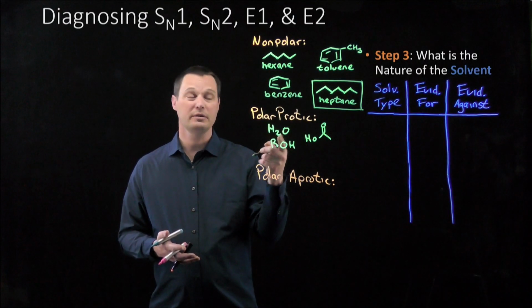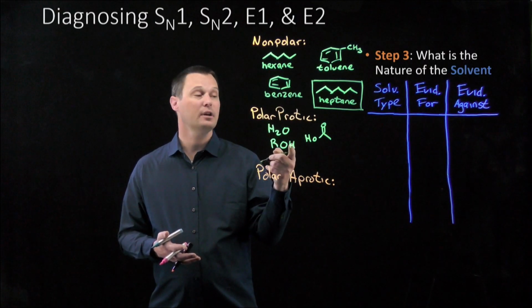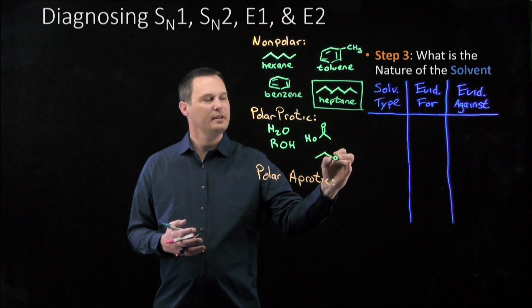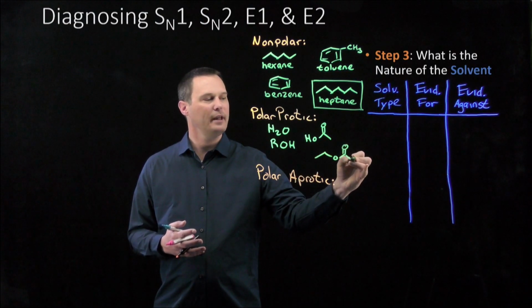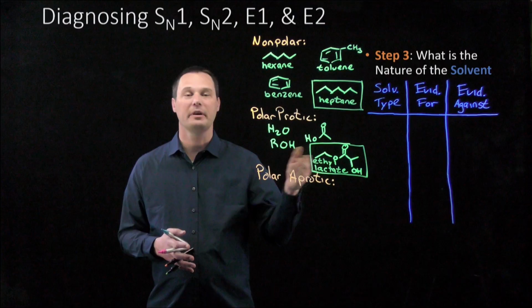Water is a very green solvent. Most alcohols are okay as green solvents, but the green chemistry solvent that fits into this category is a molecule called ethyl lactate. It is a green chemistry version of a polar protic solvent.